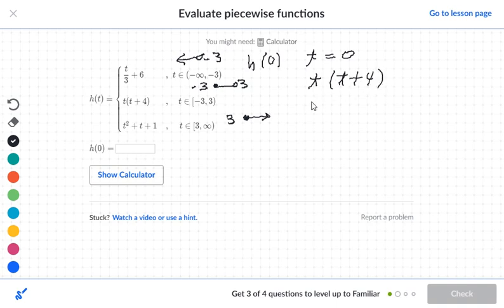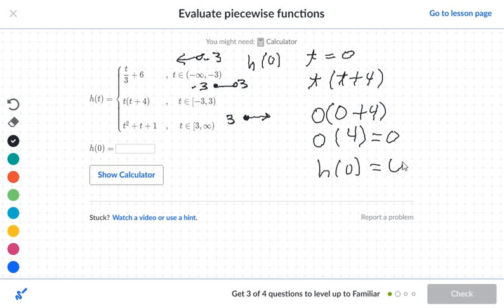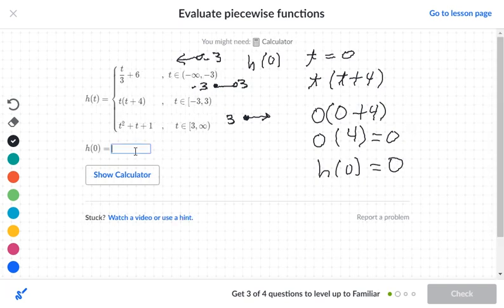And actually they don't have equal signs, so these technically are expressions. So we're going to replace each letter T with a 0. So we're going to say 0 times the quantity 0 plus 4. Now we're going to take care of the parentheses. Inside the parentheses we get a 4. We now multiply these together, and that gives me 0. So what we have here is h of 0 is equal to 0.